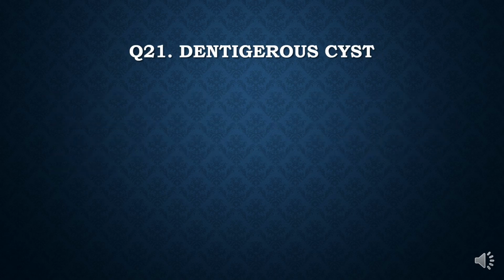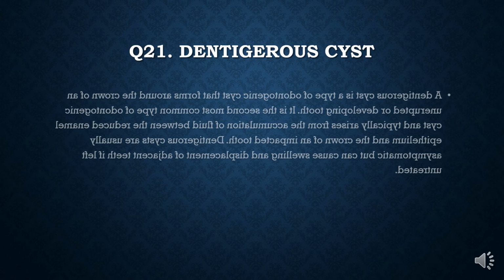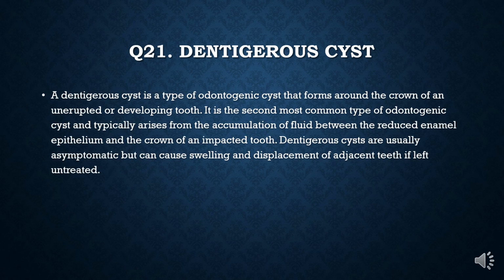Question number 21 is dentigerous cyst. A dentigerous cyst is a type of odontogenic cyst that forms around the crown of an unerupted or developing tooth. It is the second most common type of odontogenic cyst and typically arises from the accumulation of fluid between the reduced enamel epithelium and the crown of an impacted tooth. Dentigerous cysts are usually asymptomatic but can cause swelling and displacement of adjacent teeth if left untreated.